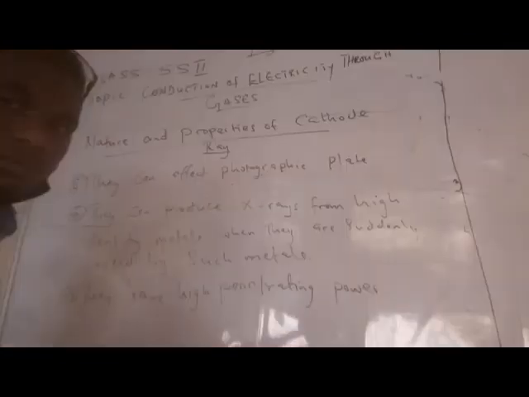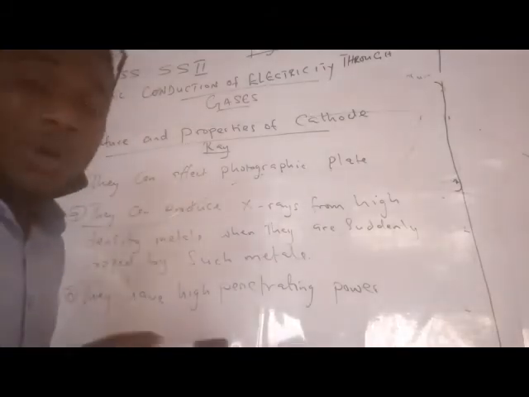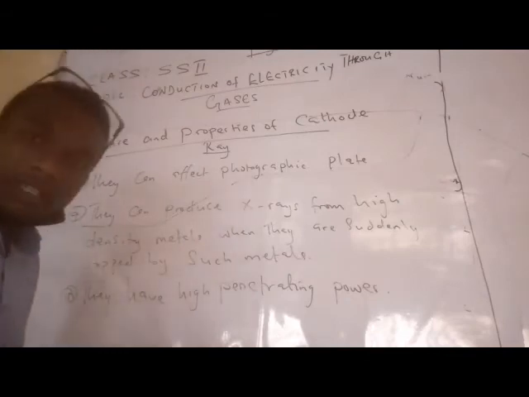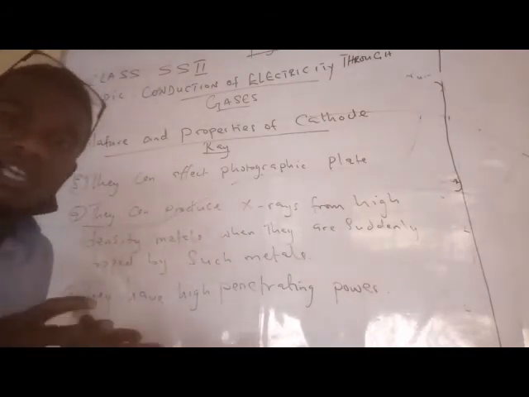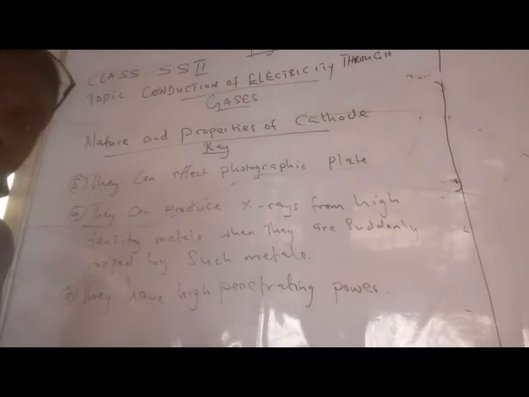Another property is that they can affect photographic plates. They can produce X-rays from high density metals when they are suddenly stopped by such metals. We know that X-rays are produced when electrons are suddenly stopped by metal. Such a scenario, whereby these electrons are being stopped by metal, produces what we call X-ray.